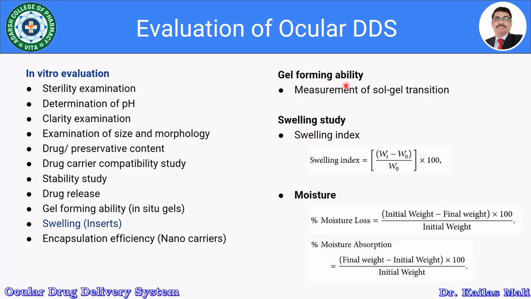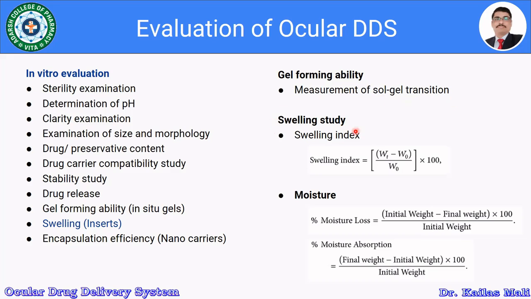Then the gel forming ability in the case of in situ gelling systems. There are so many products related with in situ gelling systems available in the market. So we are supposed to perform the specific evaluation related with the gel forming systems, and there is a need to measure the sol to gel transition.